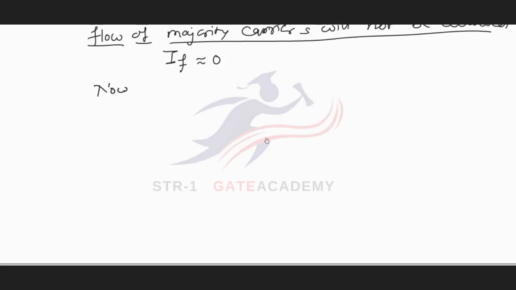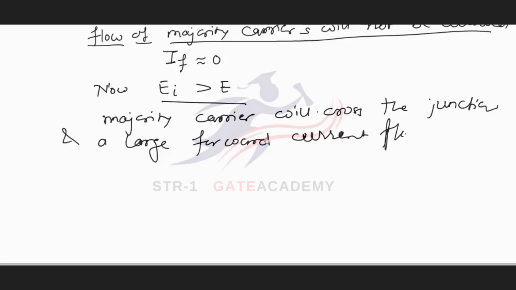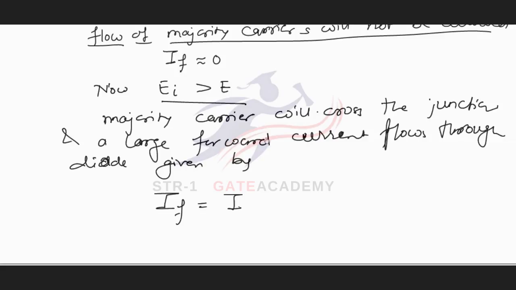Now, if the applied electric field EI is greater than E, then majority carriers will cross the junction, and a large forward current flows through the diode, given by IF equal to I naught into e raised to power Vd upon eta into Vt.